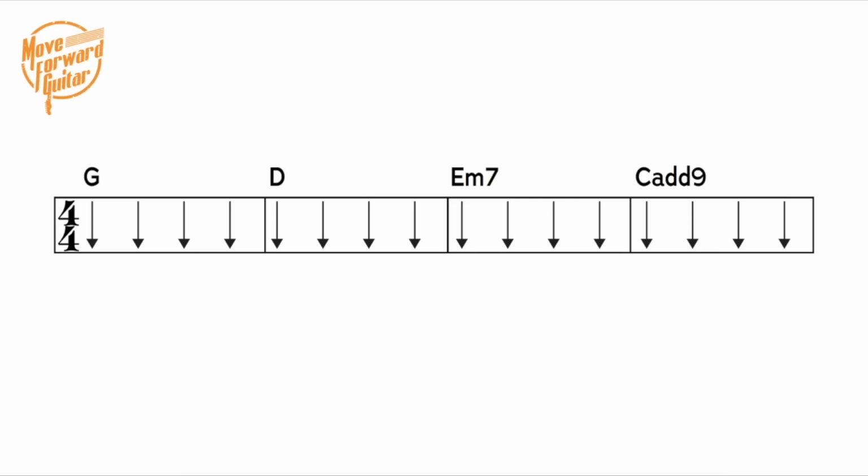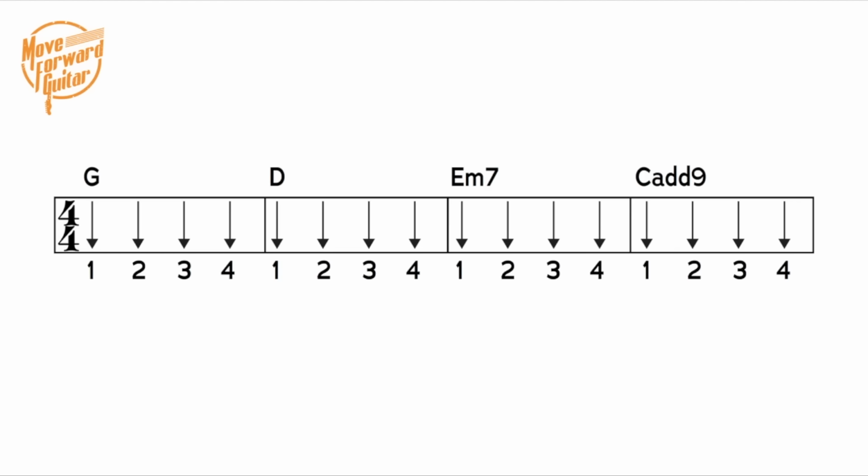So now we'll just take these four bars of music with this chord progression. Like I said, it's G major for the first bar, D major for the second, E minor for the third, and C add 9 for the fourth. And we're still just going to play quarter notes. So that means we're going to play four strums per chord, which is four strums per bar still. And we're just going to play all down strums, because we're always strumming down on the quarter note.